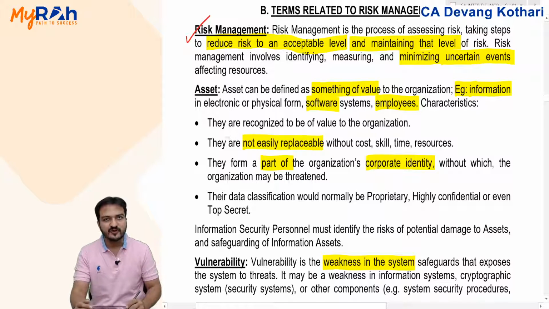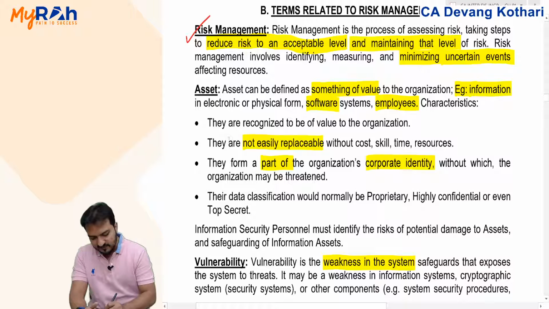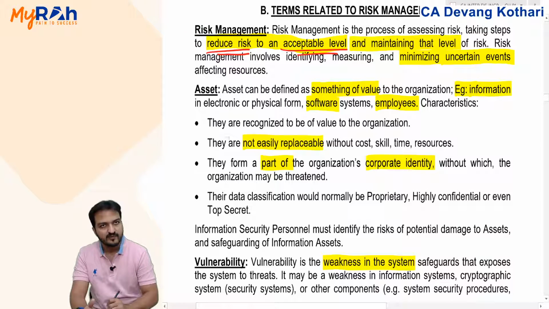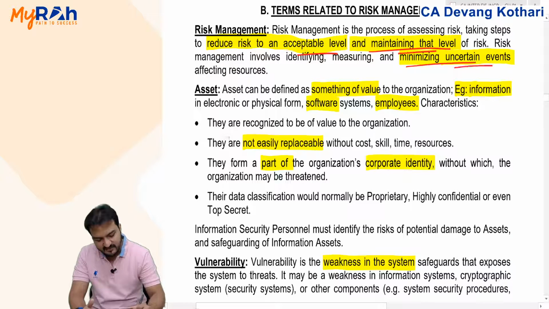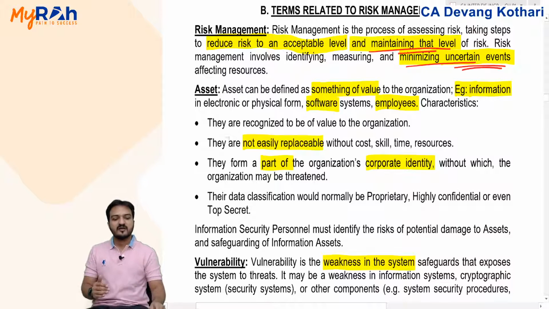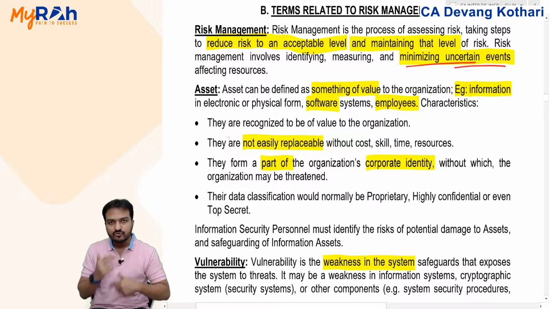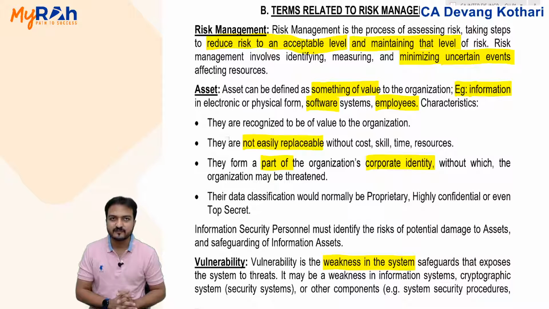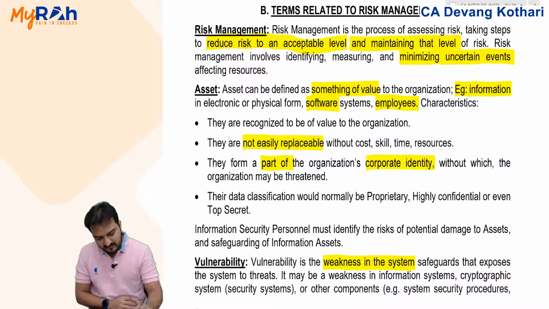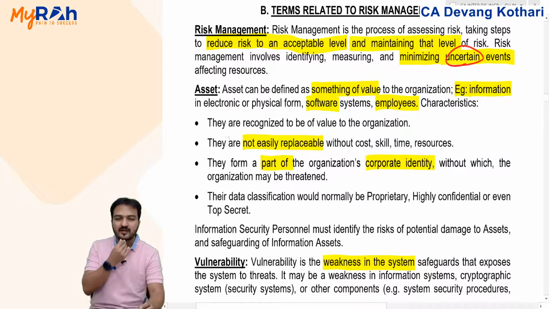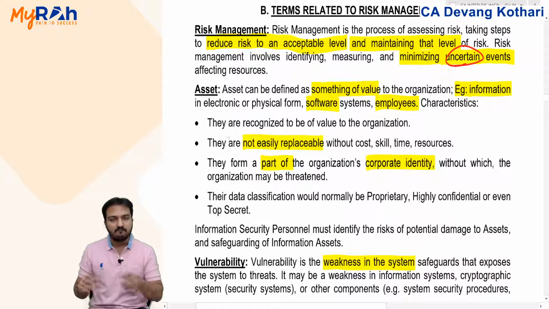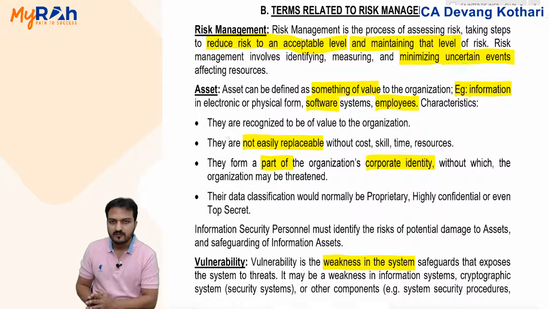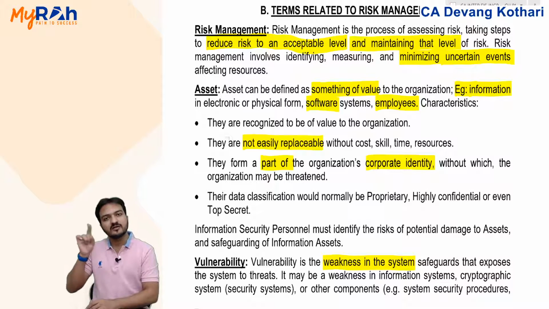First, risk management. Risk management is basically pertaining to reducing risk to an acceptable level by maintaining that level and minimizing uncertain events. So risk management means to reduce risk. How to reduce risk? Well, you can reduce risk by minimizing uncertain events. But how to decrease those uncertain events? Look, you cannot prevent a bad event from happening, but you can prevent the uncertainty.